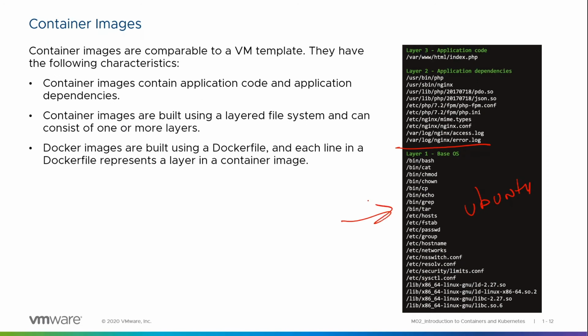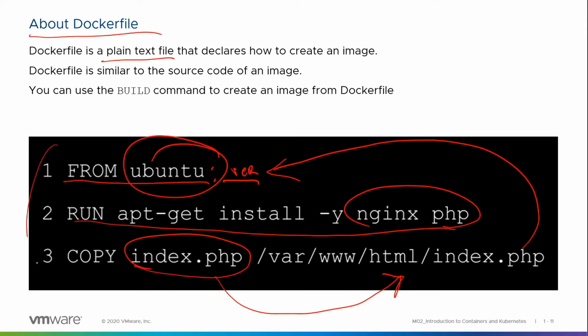Then I said do an apt-get and get nginx and PHP. There's my nginx. There's my PHP that's getting installed. There's my second layer. Then here's my index.php that I copied over here. So there's the 1, 2, and 3.